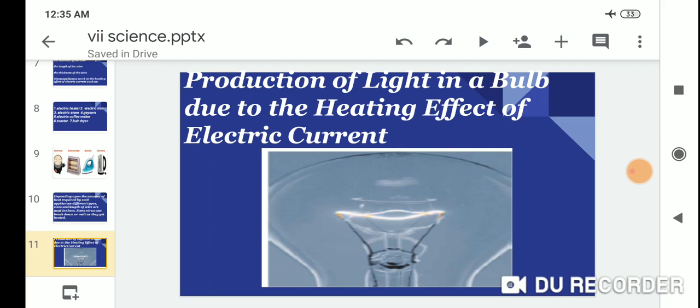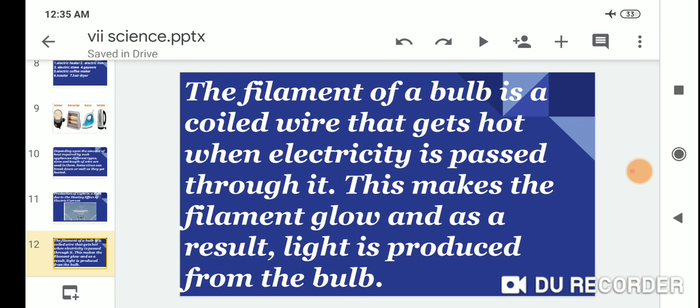Production of light in a bulb due to the heating effect of electric current. The filament of a bulb is a coiled wire that gets hot when electricity is passed through it. This makes the filament glow, and as a result light is produced from the bulb.